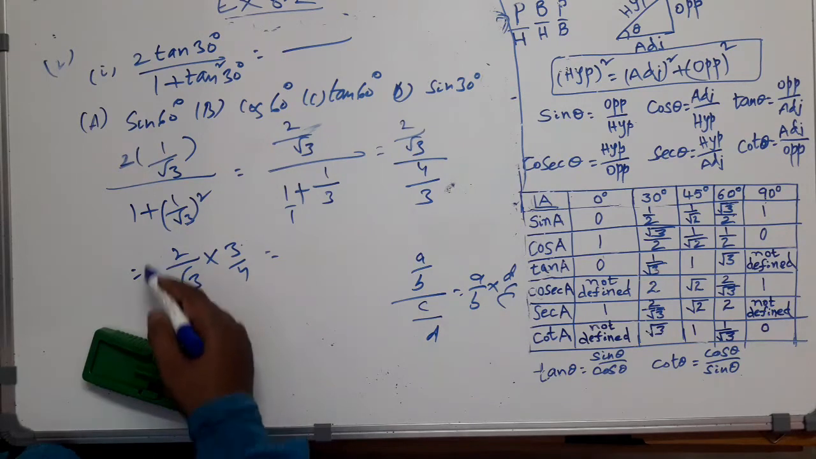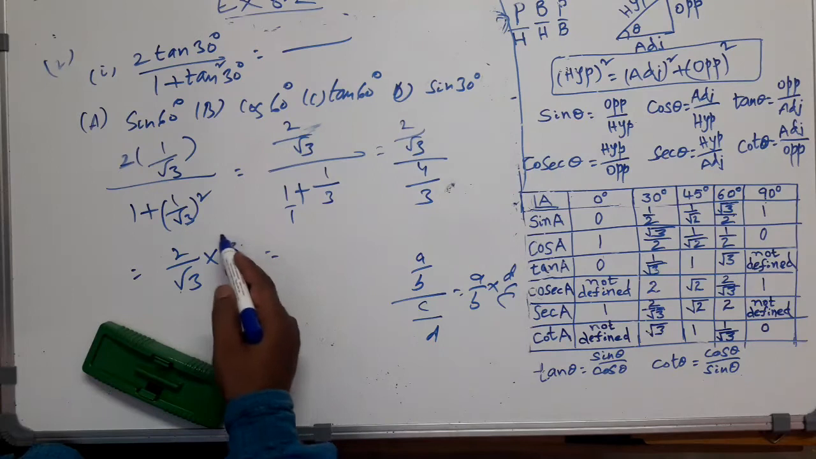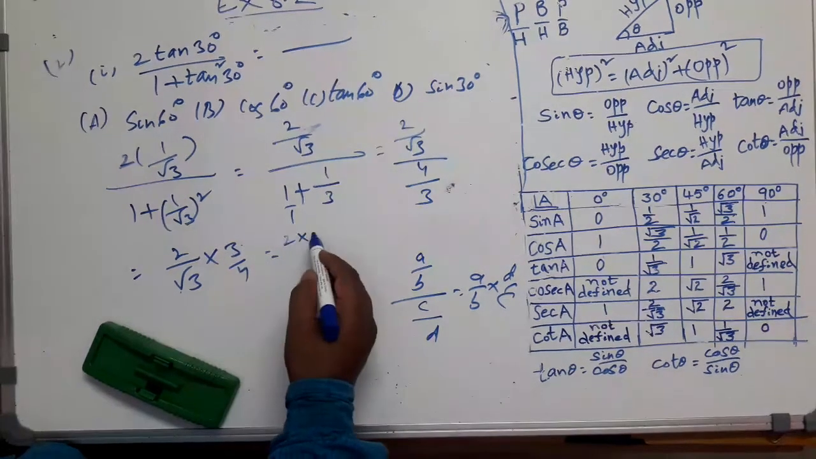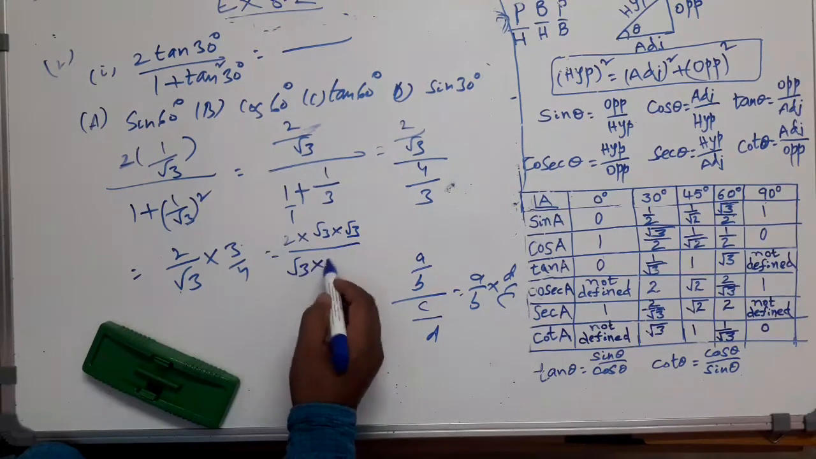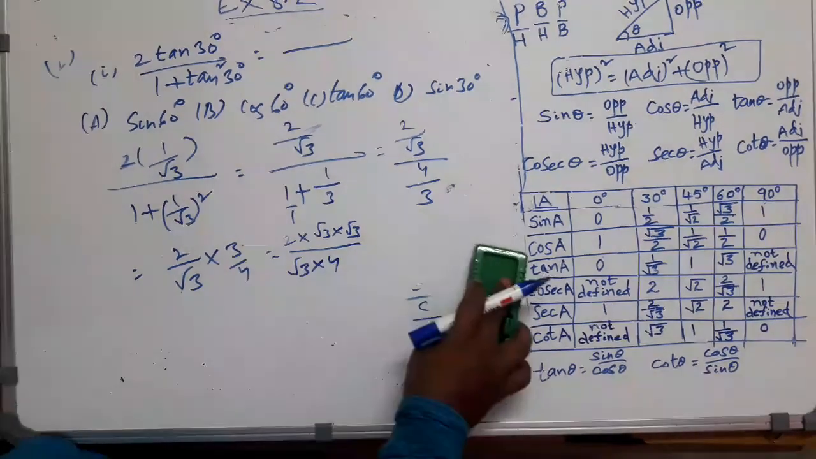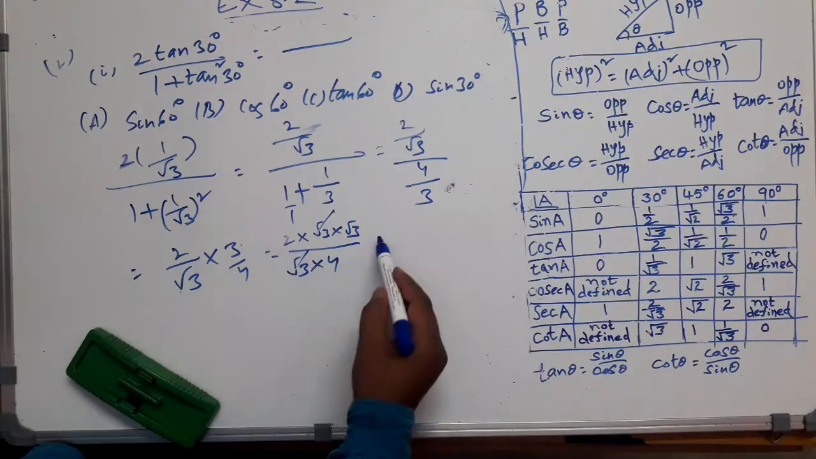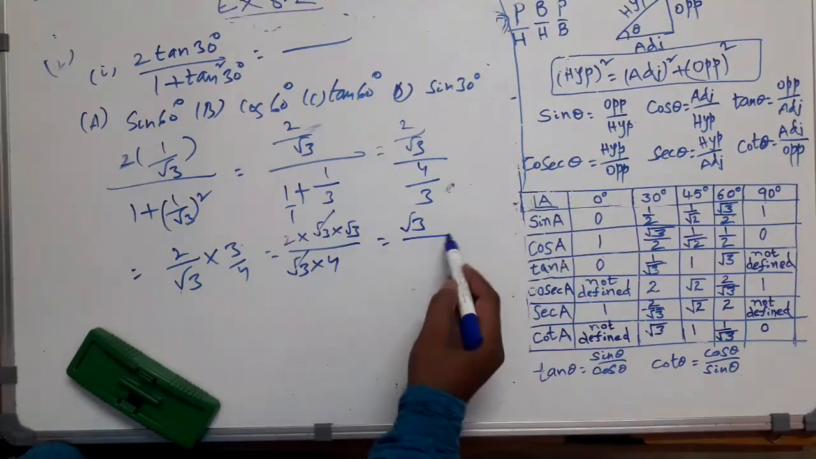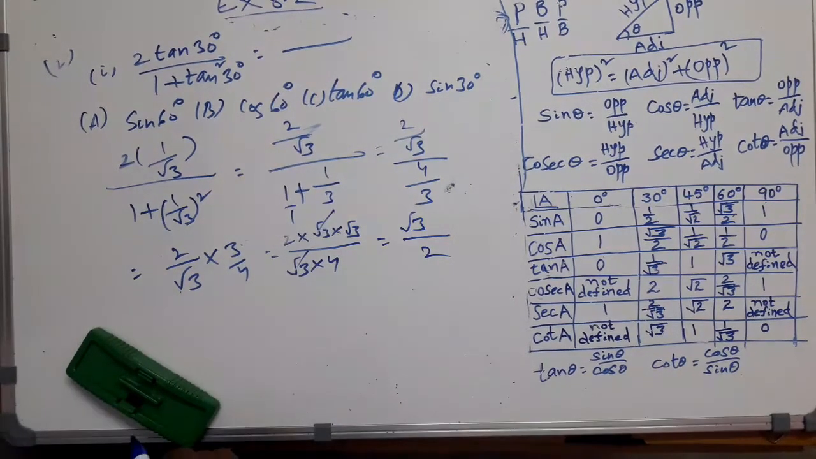So how shall we proceed? Multiplying and dividing by root 3. Or I am able to see 3 as root 3 multiplied by root 3. So 2 multiplied by root 3 multiplied by root 3 upon root 3 multiplied by 4. This is what I am able to see. One root 3 I can cancel. So root 3 will be remaining in the numerator and denominator 2 is remaining. So this is root 3 by 2.